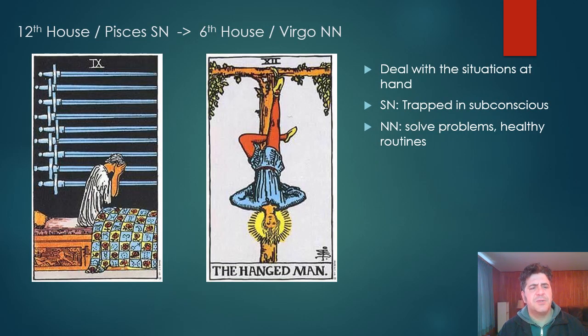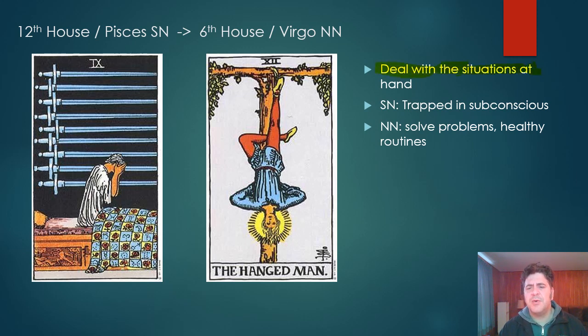The 12th house or Piscean south node. Before, when we started the set of slides, the 12th house was the north node, 12th house or Pisces. Here it's the south node, transitioning into the 6th house or Virgo north node. So in this case, this is a kind of person who needs to learn how to deal with the here and now and the situations at hand.